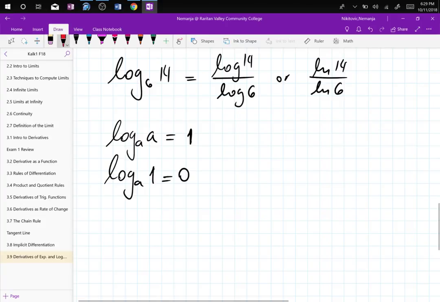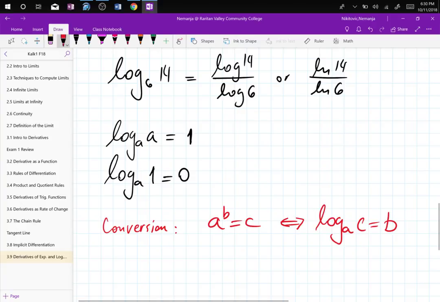Now, the next formula is the conversion formula. Note that I'm writing this in red because this is the way you're going to solve all of the equations, which will pop up in chapter 4 and then go through other calc courses as well. Conversion: A to the B equals C converts into log base A of C equals B.